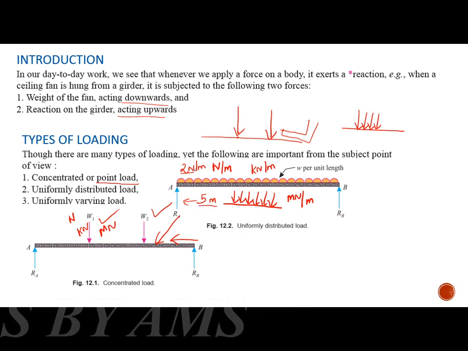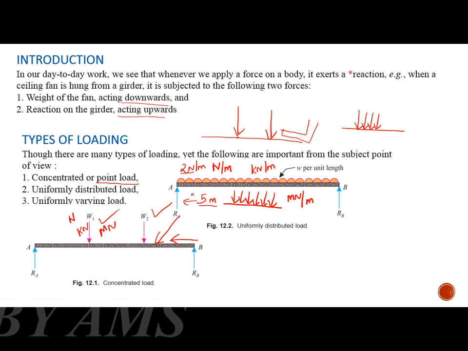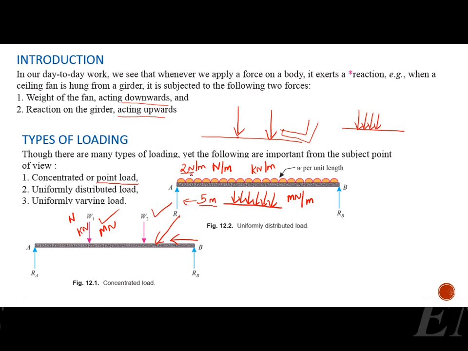For 1 meter, we will have 2 Newton. For 2 meter, we will have 4 Newton. For 3 meter, we will have 6 Newton. And for 5 meter, we will have 10 Newton. That is the value of the uniformly distributed load.